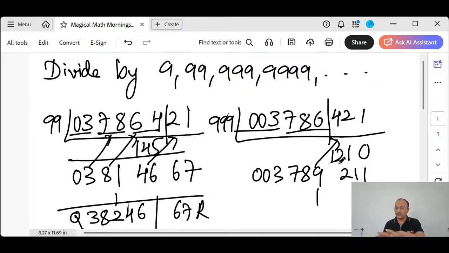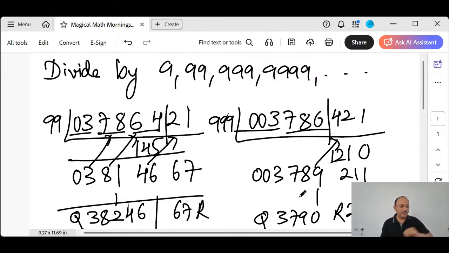What trick we used to use? Take 1 here and add 1 to the remaining part. Remember the trick of yesterday. Now the quotient is 3790. Remainder is 211.